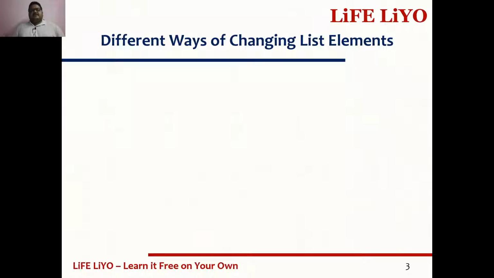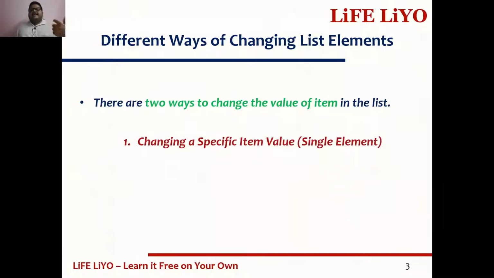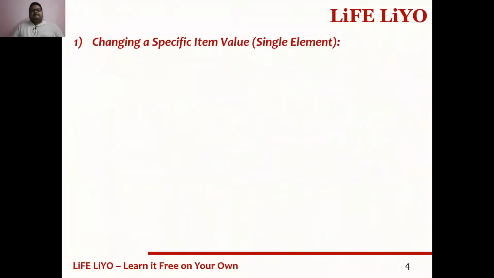What are the different ways of changing list elements? In Python, once a list has been created, we can change it in 2 ways. The first one is changing a specific item value, that is changing a single element from the list, or changing a range of item values, that is multiple or sequential values. Those values can be replaced. How can we do it?